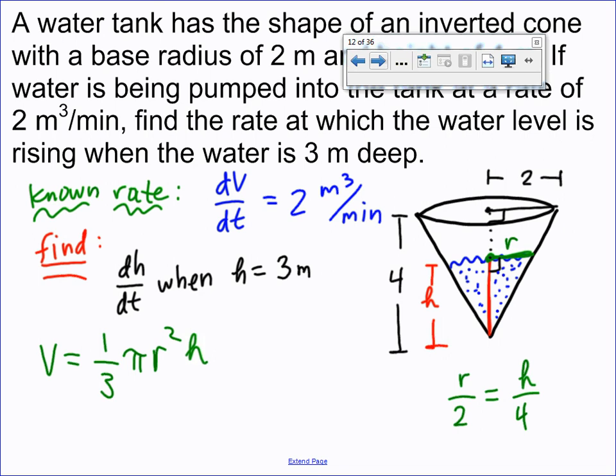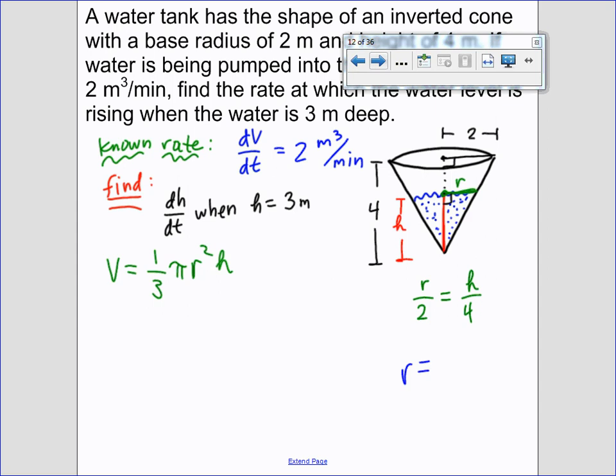But at the end of the day, we want to solve for which variable in terms of what variable? Well, we want to get rid of the R's in that formula, so we better use this relationship to solve for R and rewrite in terms of H. So let's go ahead and rearrange this. R must equal 2H over 4, which in turn must equal H over 2. So I'm going to go ahead and rewrite the R in my formula as H over 2.